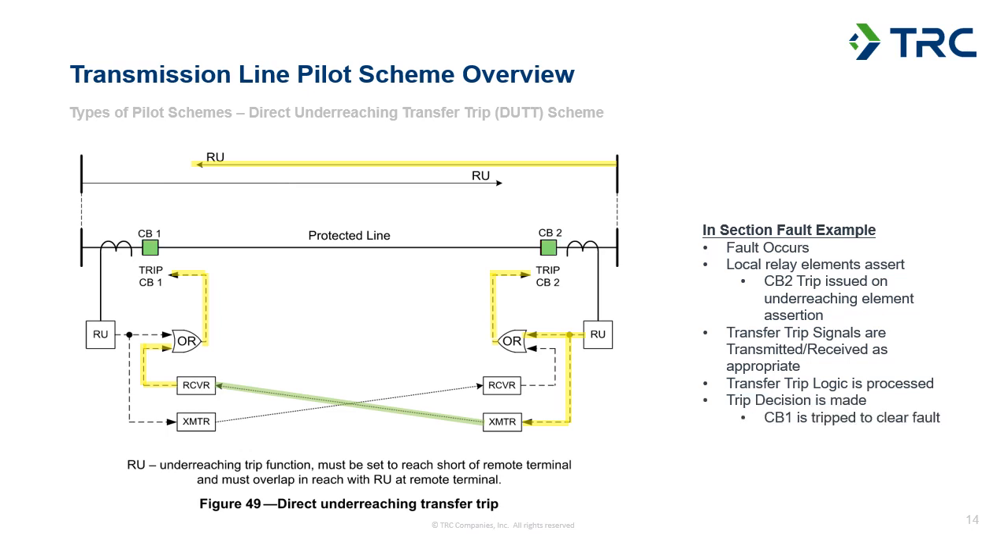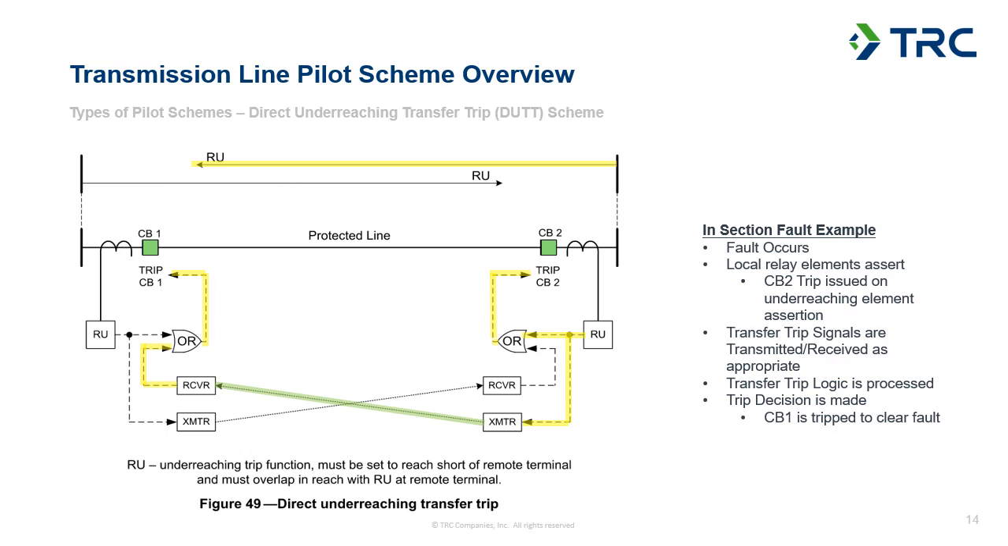So you can see from that logic, both terminals clear or trip to clear the fault, and the relay has made an appropriate trip decision based on the in-section fault. I'm not going to go through an out-of-section fault example on this one in detail, but it's fairly straightforward.